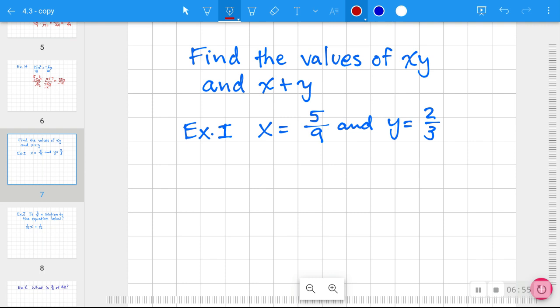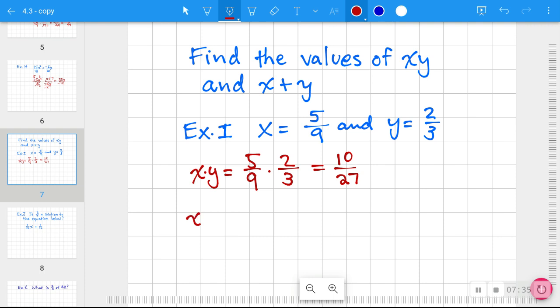Okay, example I. We're supposed to find xy. And we're also supposed to find x plus y for the values that are given. So the first part is xy. We're going to multiply these together, 5/9 times 2/3. And that would be implied here. When you put an x and a y next to each other, it means you're supposed to multiply them. So I don't see anything at all that cross cancels in this one. So we just multiply across the top and across the bottom.